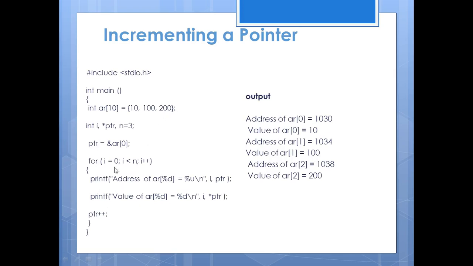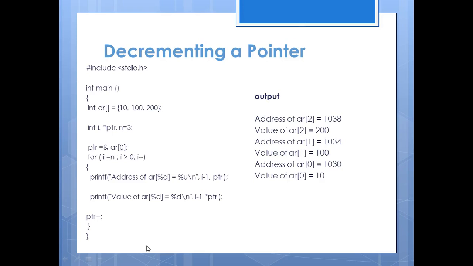i is also incremented. i becomes 2. The condition 2 less than 3 is true. Then the address of array[2] is 1038. And the value in that array position 2 is 200. That 200 is also printed. Again the pointer is incremented. Then i becomes 3. Then 3 less than 3, the condition is false. So the loop exits and the output is printed.